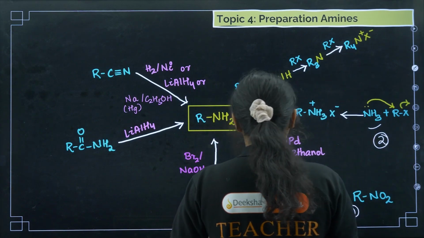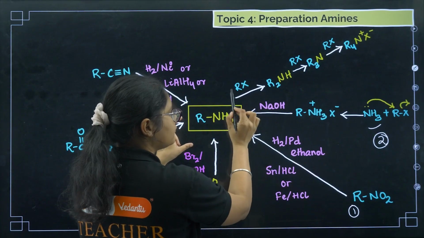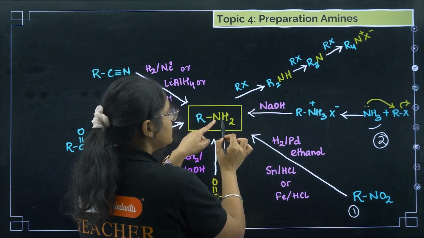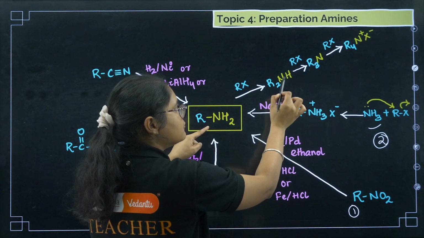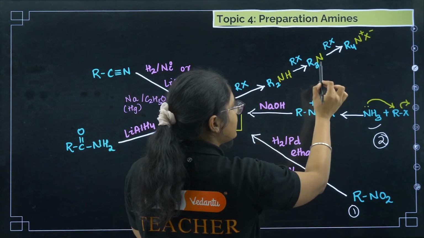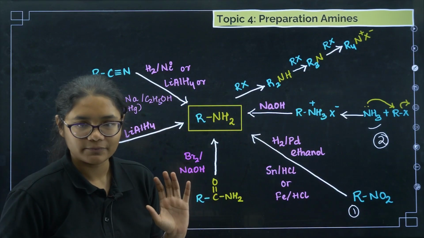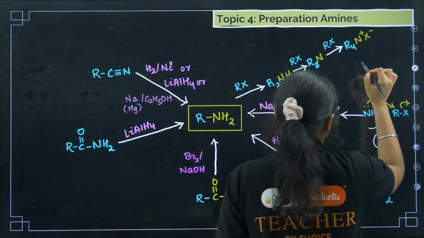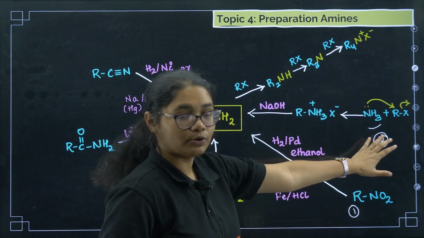Now the third one you can see. After this, what happens? Once you get this primary amine, if you again treat it with RX, what will happen? One more H will be replaced with R. So what do I get now? R2NH. If I again react with RX, then one more H will be replaced, and I get R3N. Again if I react, it will become R4N plus X minus. So this is called ammonolysis. The second method: reduction of nitro compounds, ammonolysis.